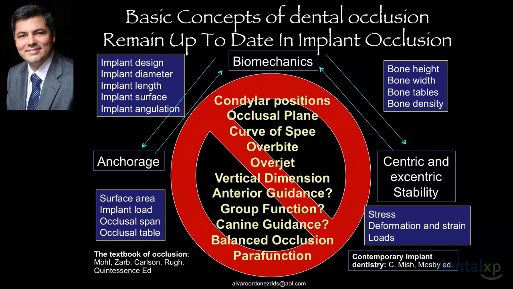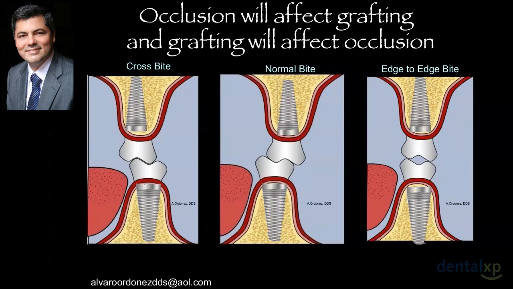We can find information about these concepts in Contemporary Implant Dentistry, the book of Dr. Misch. Occlusion will affect grafting, and grafting will affect occlusion. And this is probably the best way to look at that type of situation.